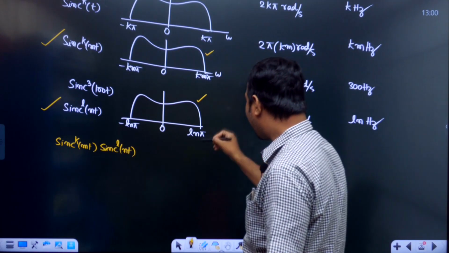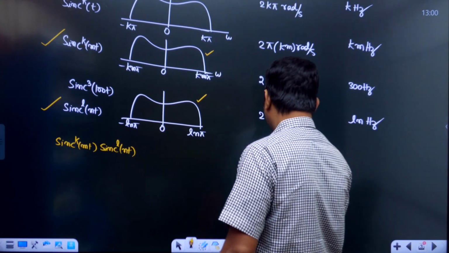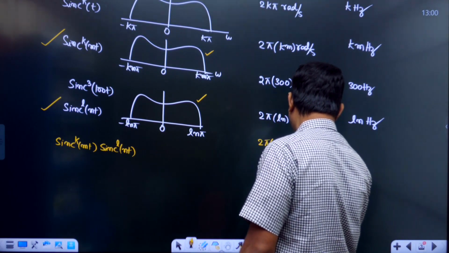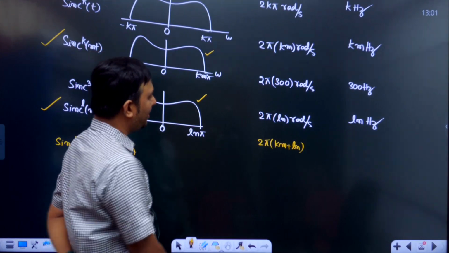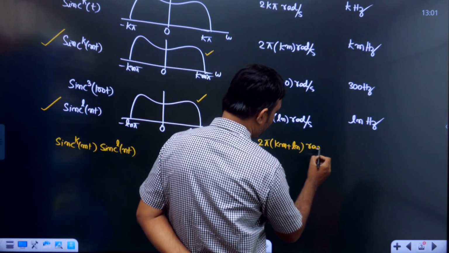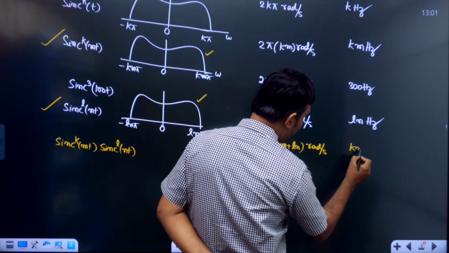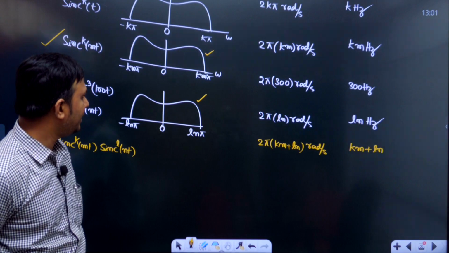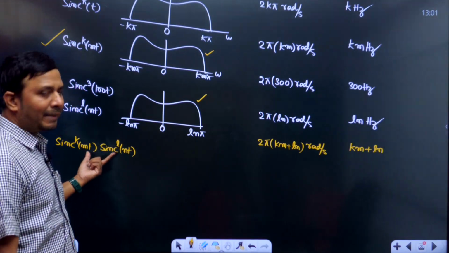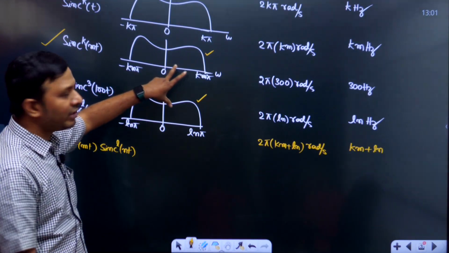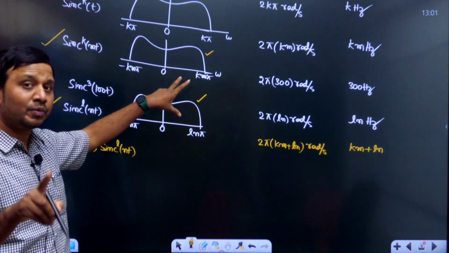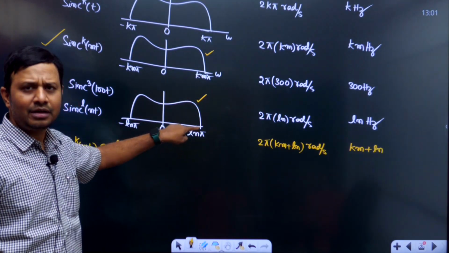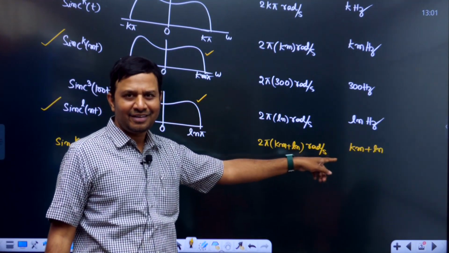So if I add these two and multiply with 2, it is 2 pi into Km plus Ln radians per second, and in terms of hertz, Km plus Ln, that's it. Because these two signals are multiplied in time domain, in the frequency domain these two signals will be convolved. In convolution, the output ranges from sum of lower limits to sum of upper limits. So these two must be added and multiplied with 2. That's what I did. Right?